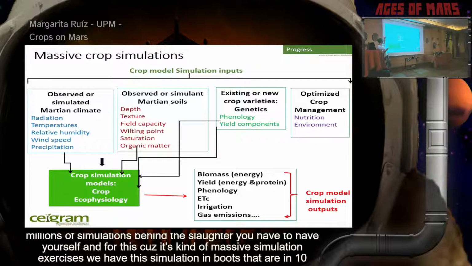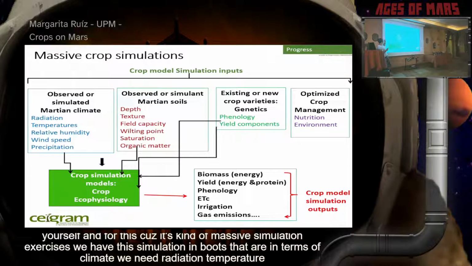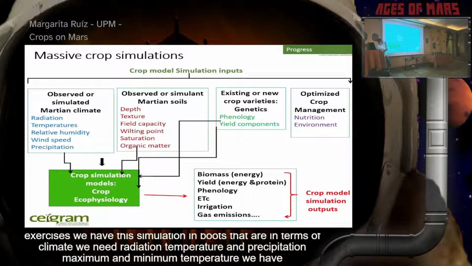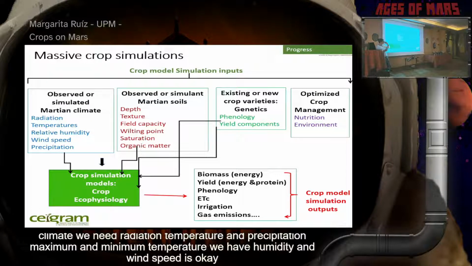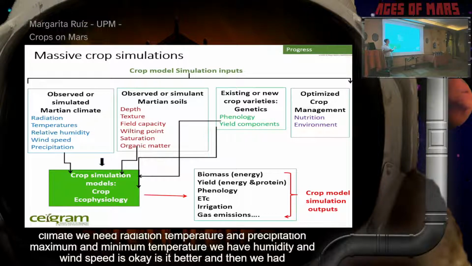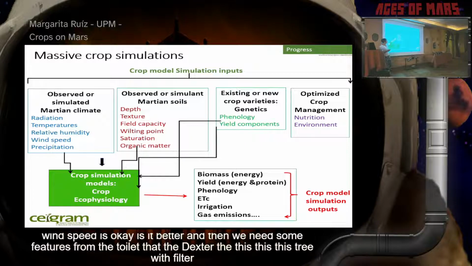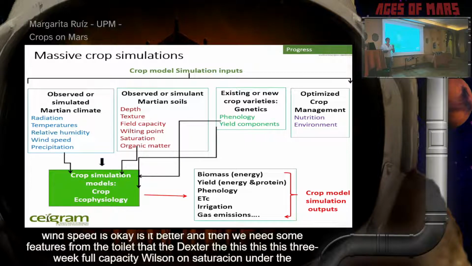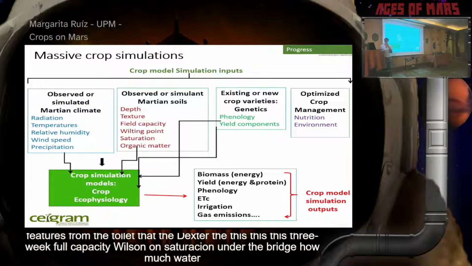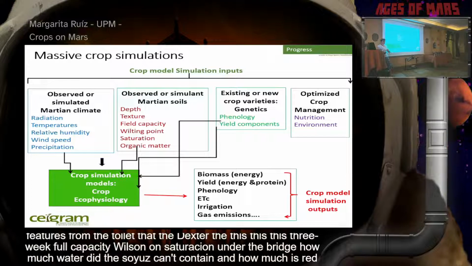We need radiation, temperature, and precipitation, maximum and minimum temperature. And we have humidity and wind speed, which is okay, it's better. And then we need some features from the soil: the depth, the texture, and these three, field capacity, wilting, and saturation, a description of how much water the soil can contain and how much is retained and available for the plant.